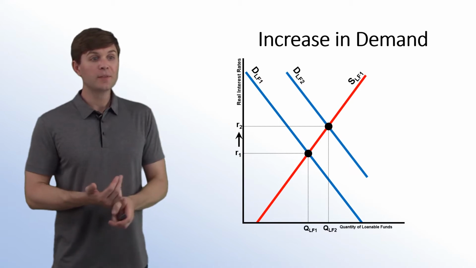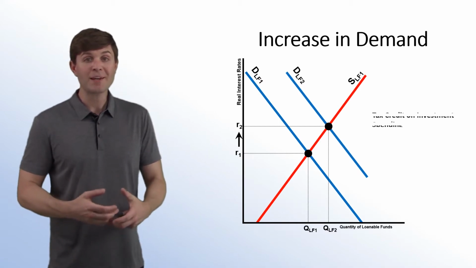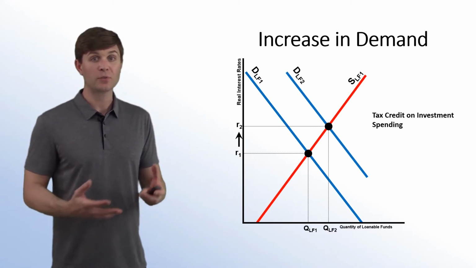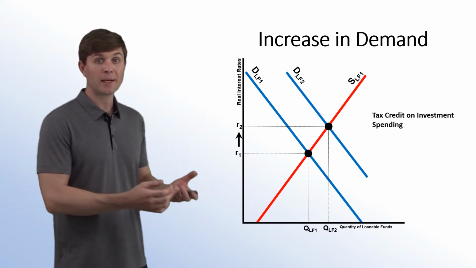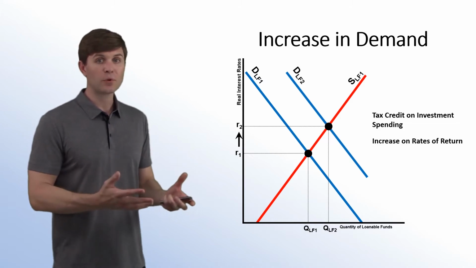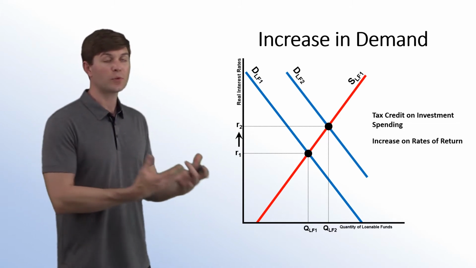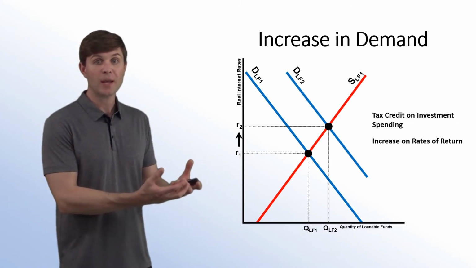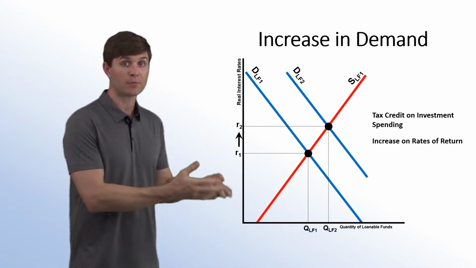So tax credits on investment spending. If the government is giving businesses tax credits or tax breaks on investment spending, they're going to spend more. It's an incentive to do that. Increase on rates of return. Like I said, if the rate of return is higher on investment, they're going to invest more and the demand for loanable funds is going to go up.